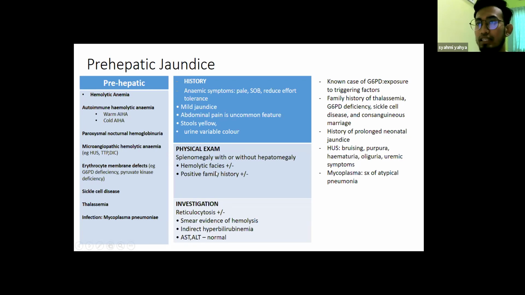For physical examination in prehepatic jaundice, there is splenomegaly with or without hepatomegaly. The patient may come with hemolytic facies, especially in thalassemia, and there is a positive family history. For investigation, I will go through this later.